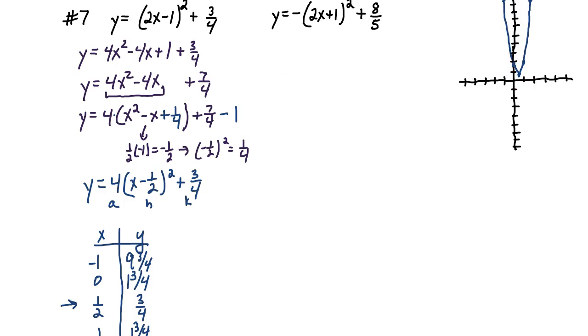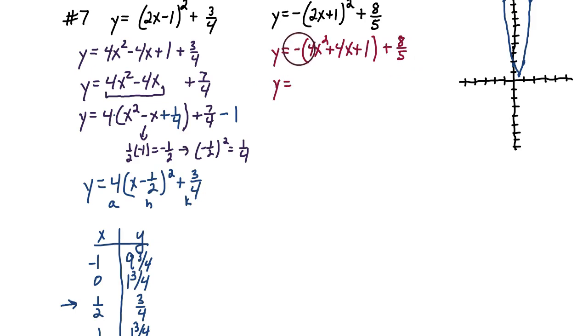Now let's change colors and work on this other equation. Again, this is not quite the right format. So we need to use the completing the square process to fix this. First thing, let's square that binomial. It makes 4x squared plus 4x plus 1. And then on the end is plus 8/5.